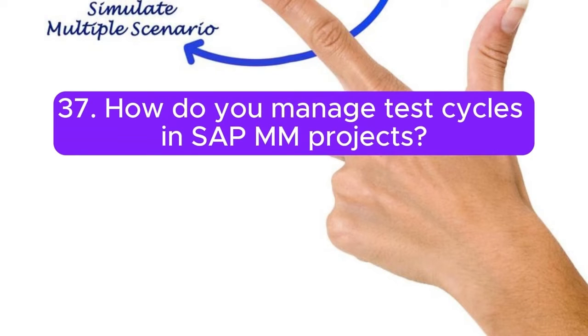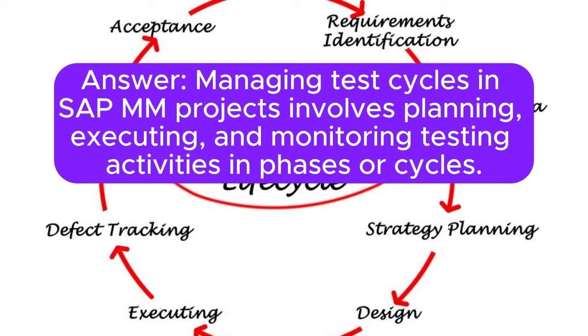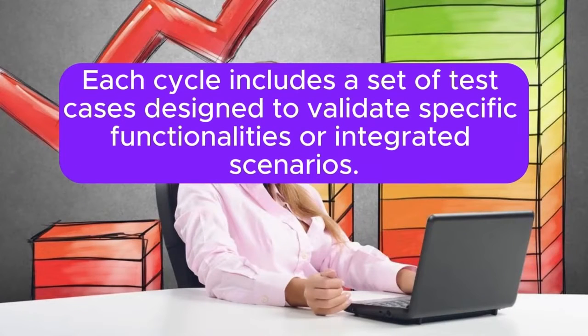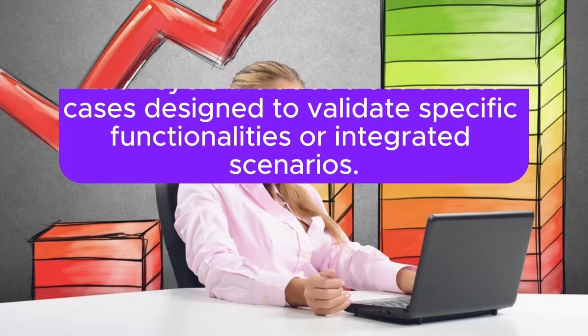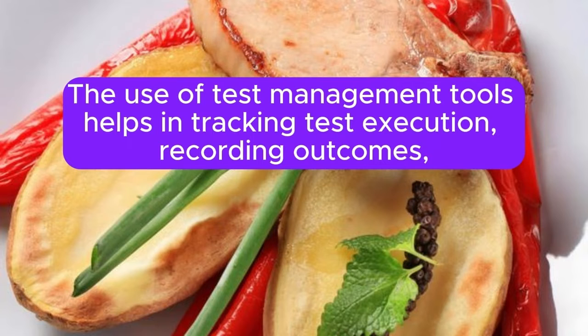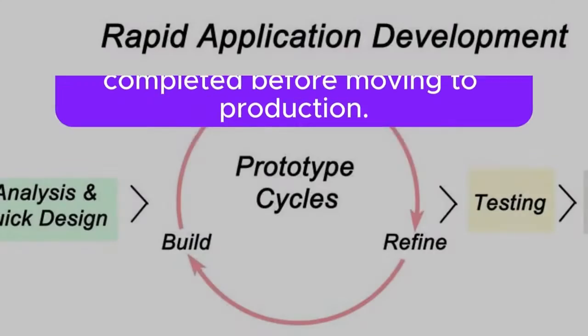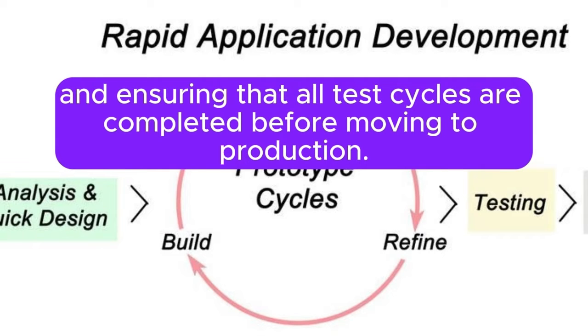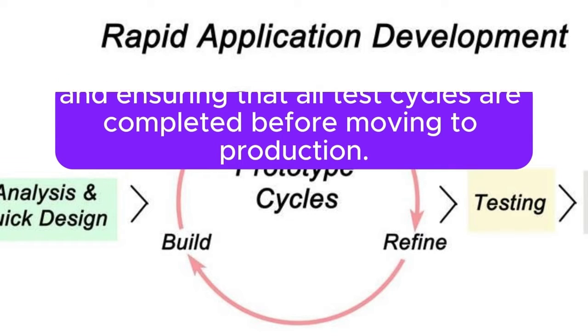37. How do you manage test cycles in SAP MM projects? Answer. Managing test cycles in SAP MM projects involves planning, executing, and monitoring testing activities in phases or cycles. Each cycle includes a set of test cases designed to validate specific functionalities or integrated scenarios. The use of test management tools helps in tracking test execution, recording outcomes, and ensuring that all test cycles are completed before moving to production.